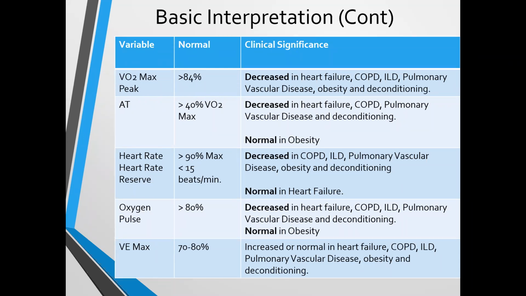Minute ventilation, the maximum minute ventilation, okay. Increase in normal heart rate, or normal in heart failure, COPD, ILD, and these other findings as well. So again, individually, the findings are not insignificant, but they're not as significant as they are when the clinical team looks at all of these parameters in total. And you can, again, through deduction, end up with, is it mainly a pulmonary disorder?